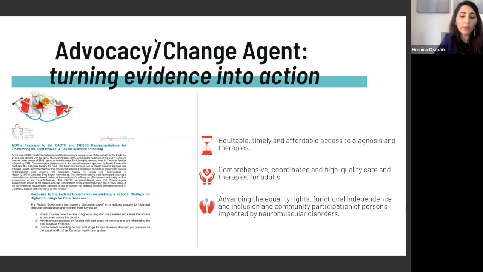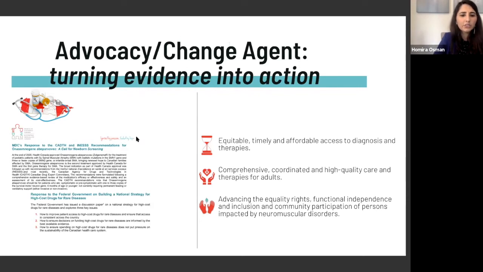We're also supporting comprehensive, coordinated, and high quality care for adults. One thing we saw in the survey is that those who had children with CMT had more comprehensive care. They saw a PT or an OT and more coordinated care compared to the adults who did not have access to more coordinated, high quality care. We'd also like to advance the equality rights, functional independence, and inclusion and community participation in line with that World Health Organization model of persons impacted by neuromuscular disorders.